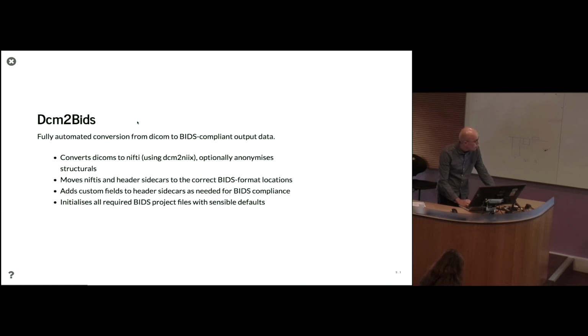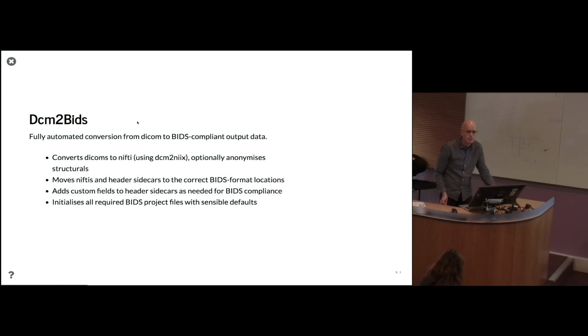So for the rest of the talk, I'm going to talk about how you can get there. The tool that I've been making contributions to is called DCM to BIDS. There are many other ways to convert your data to BIDS data. I suggest that you spend some time researching the tools and thinking about what's easiest for you to get started with. So what DCM to BIDS does is basically to try and provide an automated conversion from raw DICOMs from your MRI scanner to fully BIDS compliant outputs.